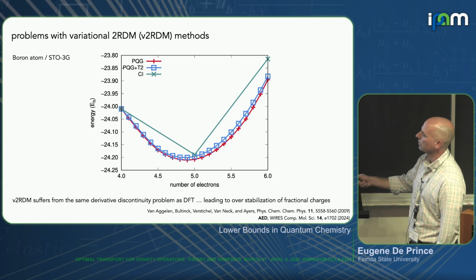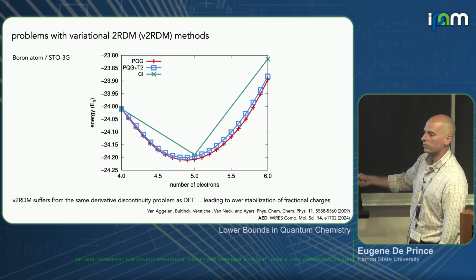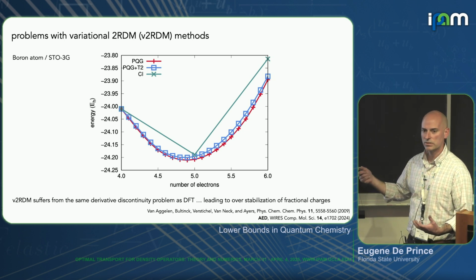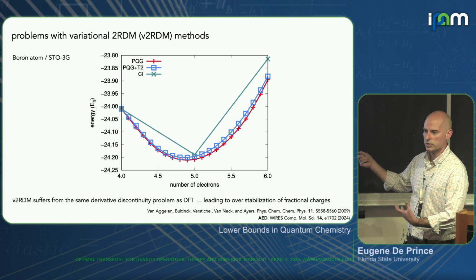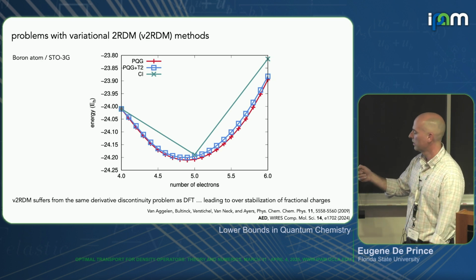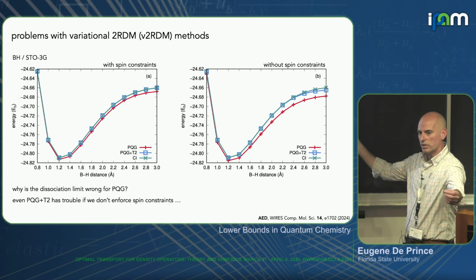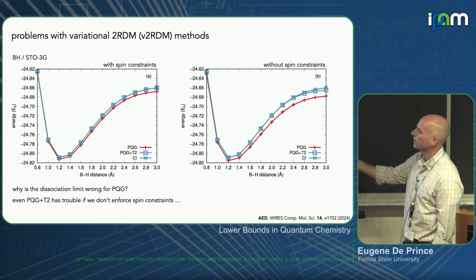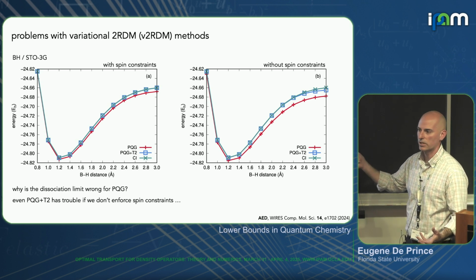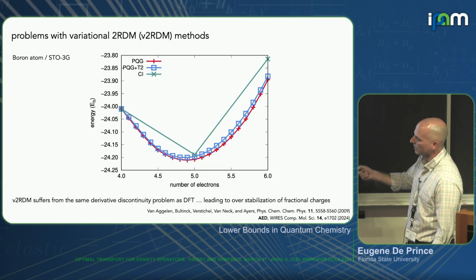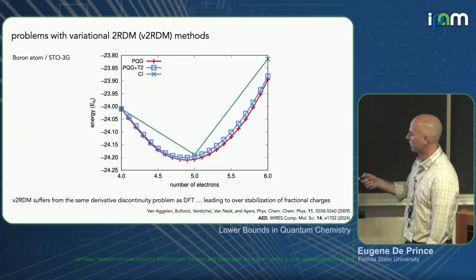You get these curved lines, and now the minimum might not be at an integer value number of electrons. That implies that fractionally charged atoms are sometimes preferable within this framework. If you go back here, we're dissociating into two different fragments, and they should have integer numbers of electrons on them, but they may not, because that might be energetically favorable in these methods. It's the same problem that happens in density functional theory.